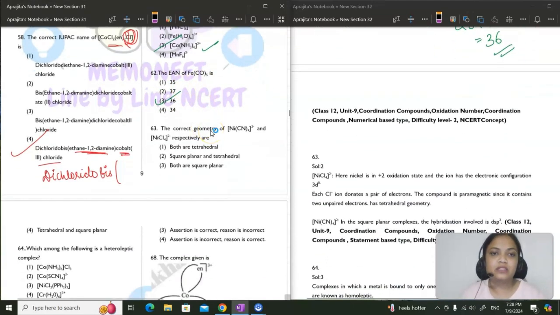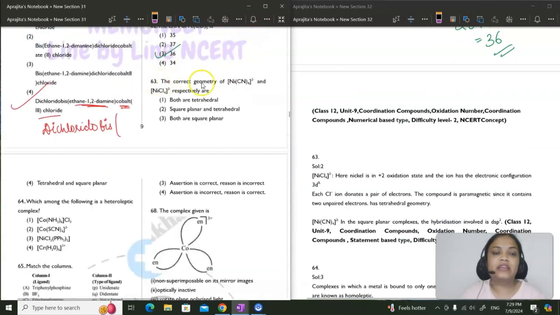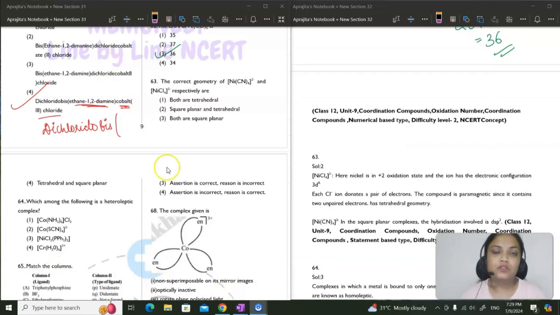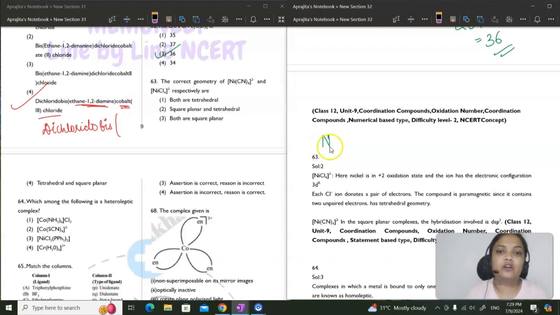Now the geometry of Ni(CN)4 and NiCl4 2- are. Now in both the cases, students, although the oxidation state is the same, the geometries are different. If I talk about NiCl4 2-, here the hybridization will be sp3. Okay, and it will have a tetrahedral geometry.